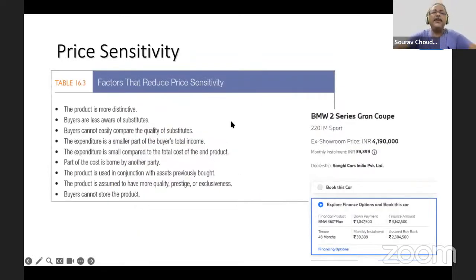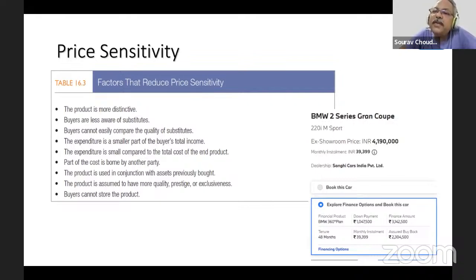And price sensitivity factors that reduce price sensitivity. Of course, the product is more distinctive. Buyers are less aware of substitutes. So what reduces price sensitivity? Why is it that even if onion prices go up, the consumption doesn't go down that much? Because people do not have a substitute.